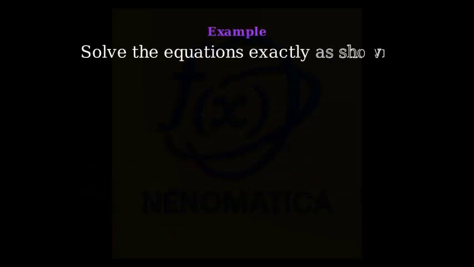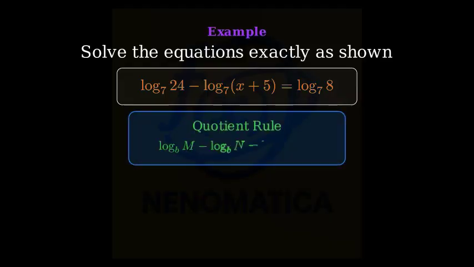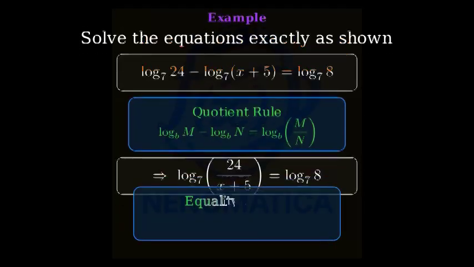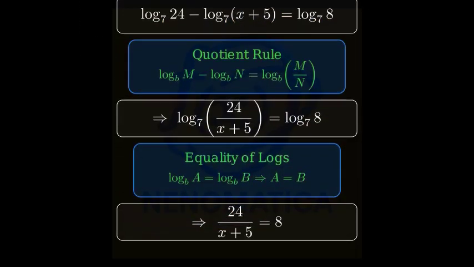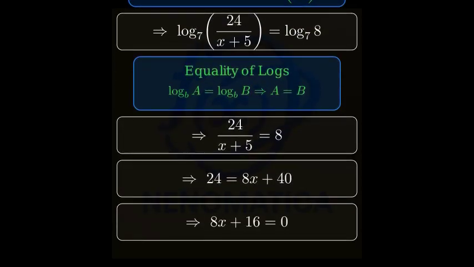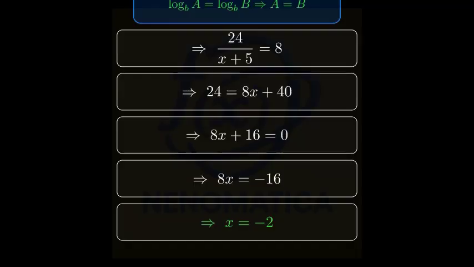Let's begin. Problem 1. We start from the equation. Log base 7 of 24 minus log base 7 of x plus 5 equals log base 7 of 8. Step 1. Apply the quotient rule of logarithms to combine the left-hand side. Then write the combined form exactly as in the image. Step 2. Since the bases are equal, equate the arguments. Step 3. Multiply both sides by x plus 5 and expand the right side. Step 4. Move 24 to the right to match the exact intermediate form. Step 5. Isolate the x term. Step 6. Divide by 8 to finish.